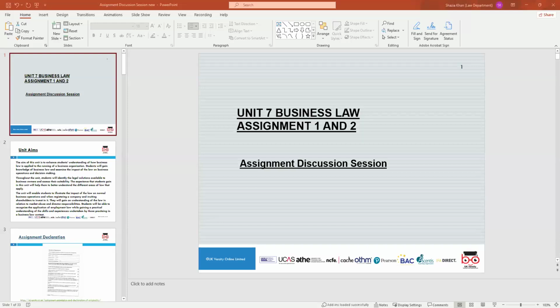So throughout the unit, the students will identify legal issues available to business owners and assess their suitability as well. And they'll also help them to better understand the different areas of law. The unit will also help you illustrate the impact of law on normal businesses and when registering a company or inviting shareholders to invest. So you look at the relationship of shareholders and directors and things like that. So you will also look at the application of employment law for understanding in a business context. So we looked at learning outcome 1, 2, 3, and 4.